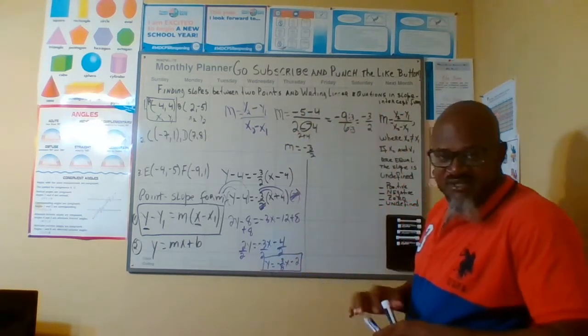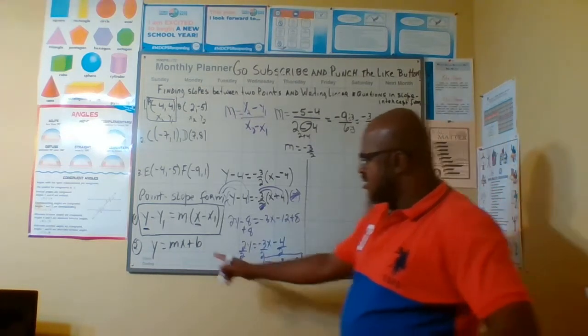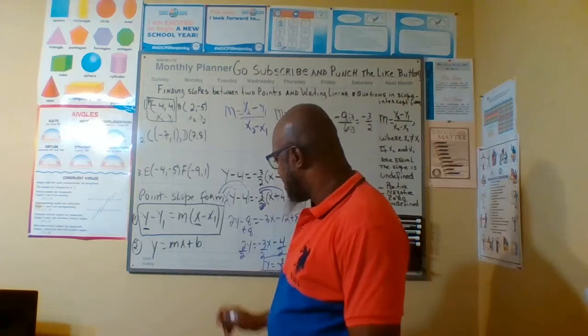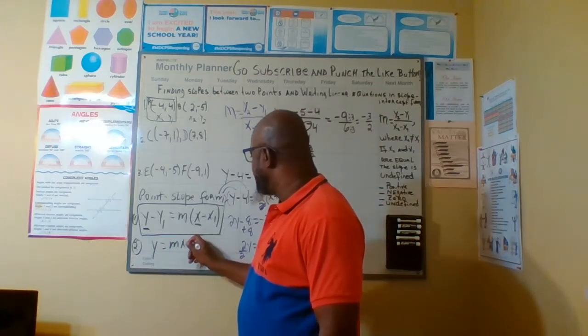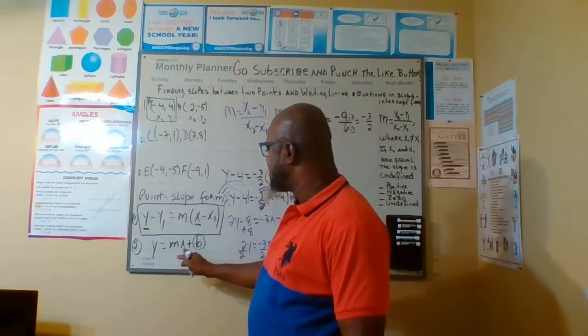So like I promised, I'm going to do it by using the other way. This is y equals mx plus b. So be aware, the only thing we don't know is b. We're going to solve for b. We're going to replace y, we're going to replace m, we're going to replace x.